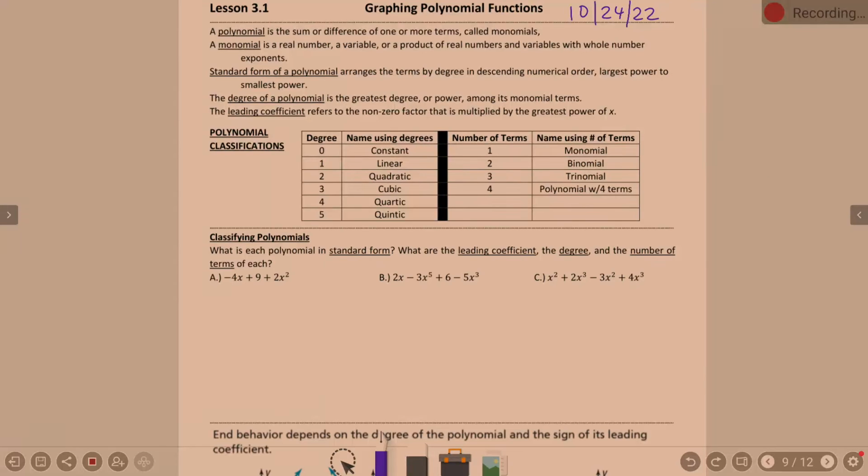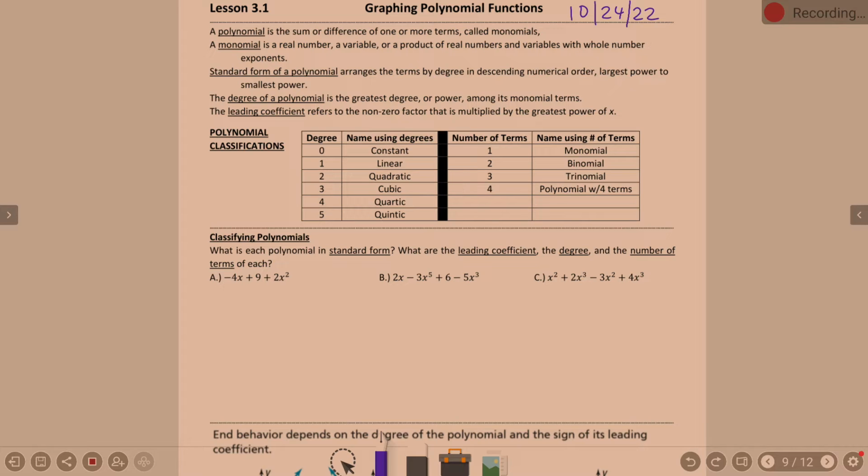Okay, guys. Lesson 3.1. We are talking about polynomials. We're going to start by talking about what a polynomial even is, how to classify them. We're going to look at graphs of them. So a little bit of everything here. So first of all, definition.